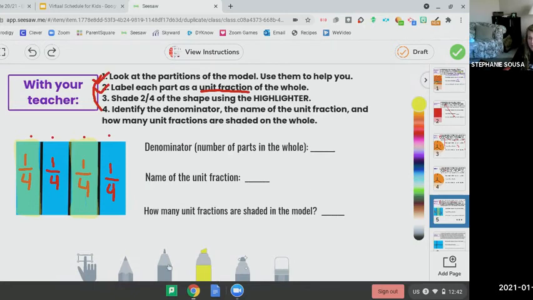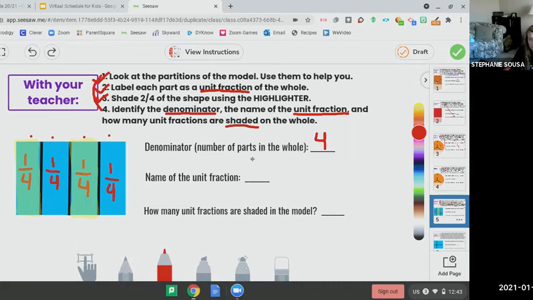So step 3, I have now finished. 2 of my 4 parts are shaded or colored. Next one says identify the denominator, the name of the unit fraction, and how many unit fractions are shaded on the whole. The denominator is how many parts are on the whole. There are 4 parts. I can count them, 1, 2, 3, 4. I can also look at the bottom number of my fraction, which is a 4.